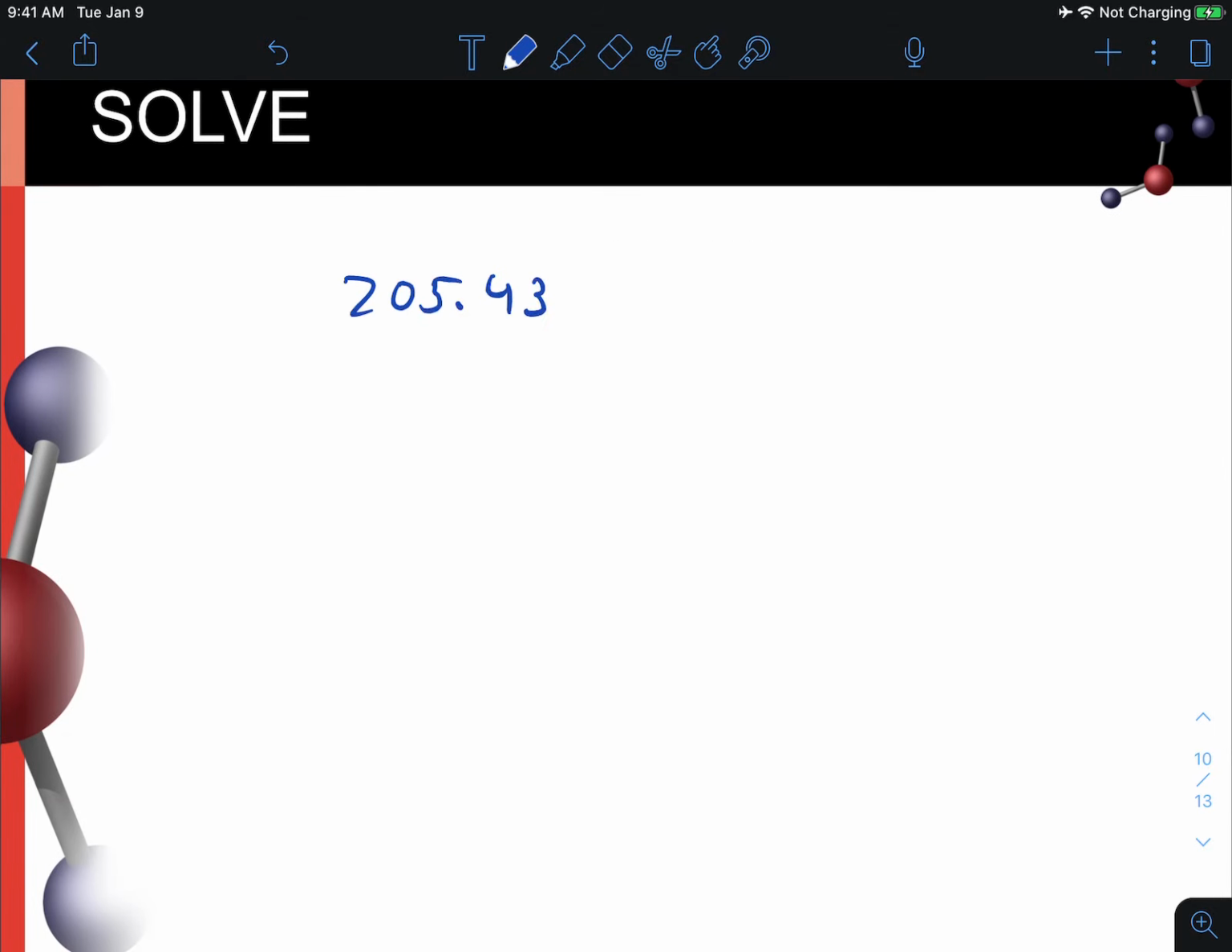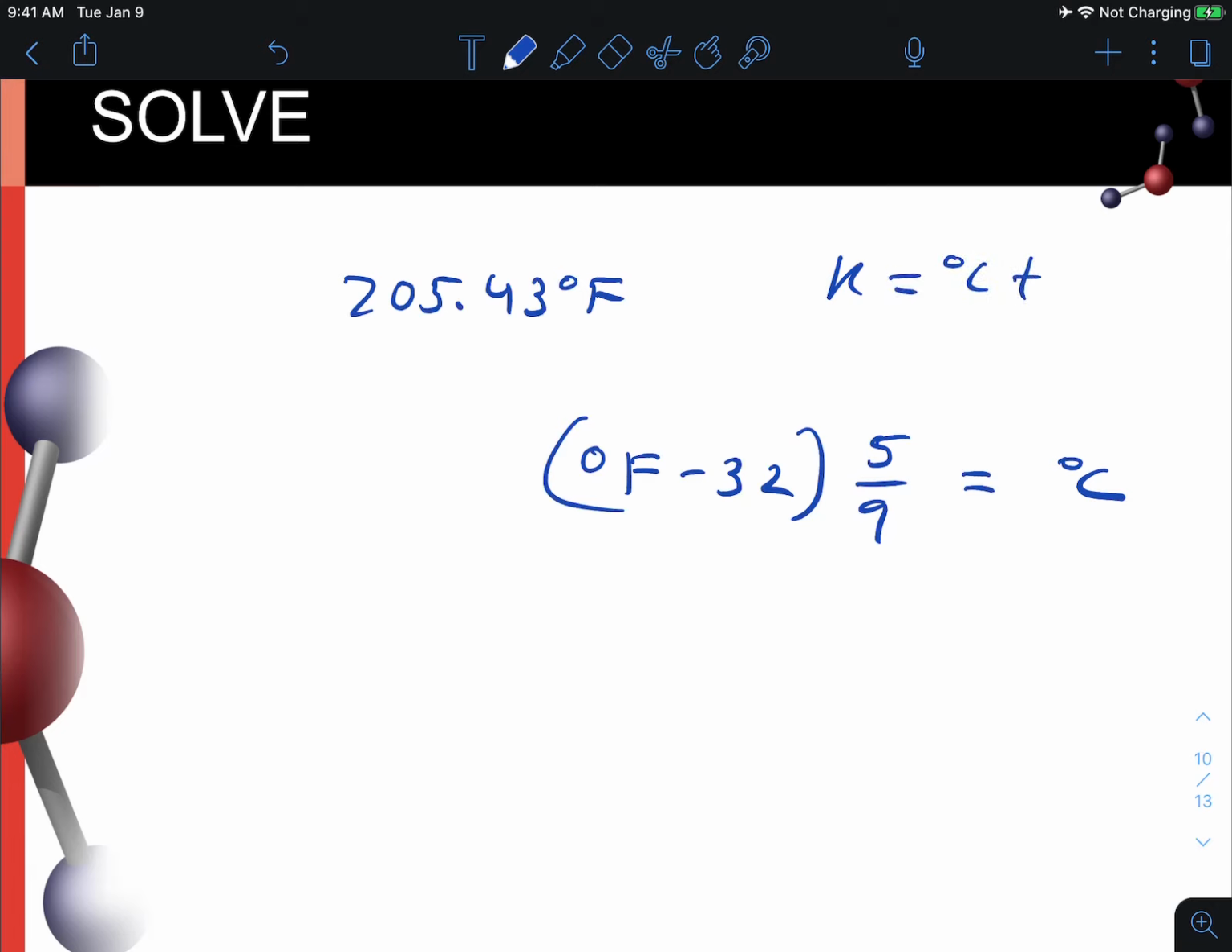The one I used in class was this one. You take the temperature in Fahrenheit, and you subtract 32, and then you multiply it by 5/9. That gets you Celsius. And then Kelvin, and it's degrees Celsius and degrees Fahrenheit. There's no degree symbol for Kelvin. Kelvin is degrees C plus 273.15. Okay?